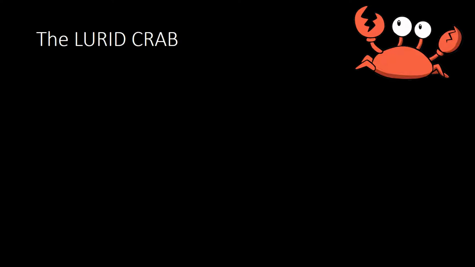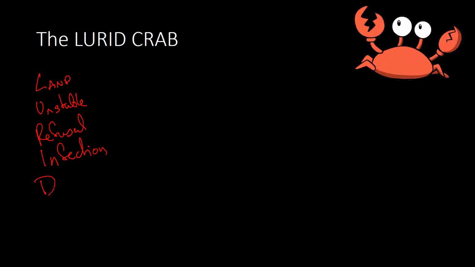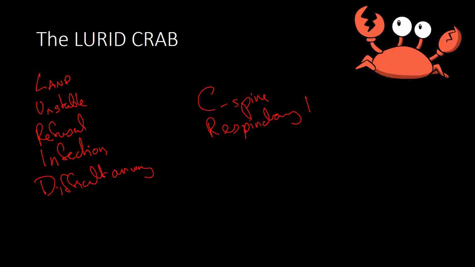Okay, so let's go through those one more time. L is landmarks, U is unstable, R is refusal, I is infection, D is difficult airway, C is C-spine, R is respiratory insufficiency, A is artery, and B is bleeding.